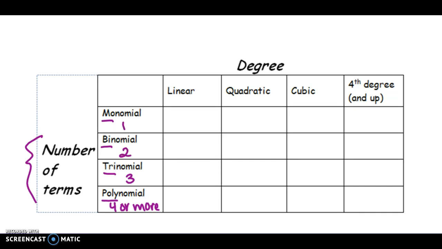Okay. Now for the degrees. If I have the highest degree of 1, that's linear. If my highest degree is 2, or my highest exponent is 2, it's quadratic. If my highest exponent is a 3, it's cubic. And if I have a 4th or more, then you just literally call it 4th degree, 5th degree, 6th degree, etc.